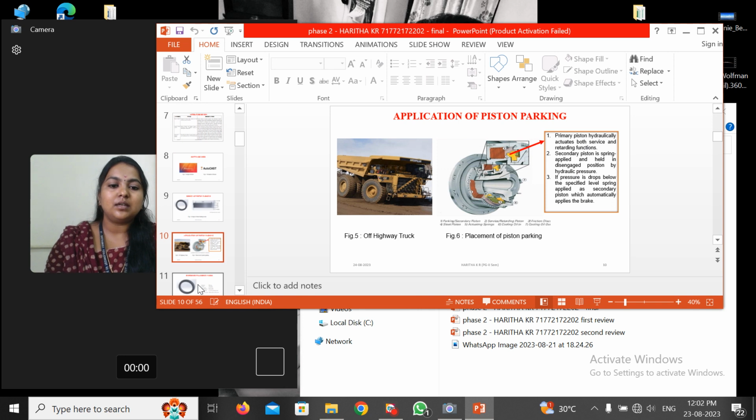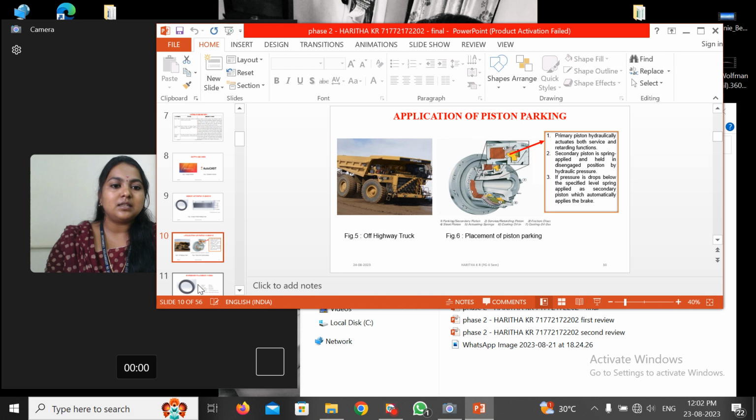It is used inside the wheel alignment, here in the off-way truck. This kind of truck is made and assembled by Caterpillar. This kind of off-way truck can carry heavy loads up to 400 tons. It is mainly used on steep and uneven grounds.